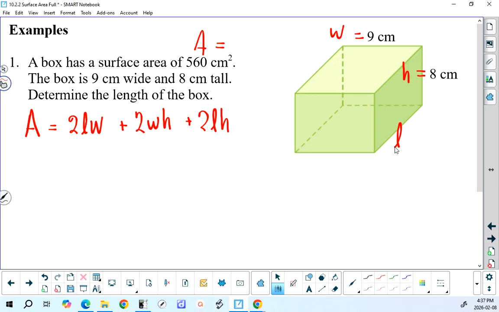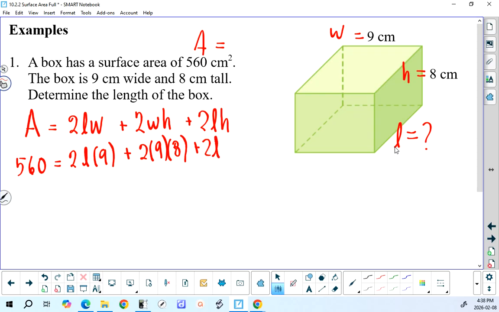Your first step in using any equation in high school math or science is to put all the numbers into the equation that you have. So we can put 560 here because that's the surface area. Then we have the number 2. Now we don't know the length. That's unknown. That's what we are asked to find. So we're just going to leave it as L, and then we can put in the width, which is 9, and we continue: 2 times the width, which is 9, times the height, which is 8, plus 2 times the length, which we don't know, times the height, which is 8.